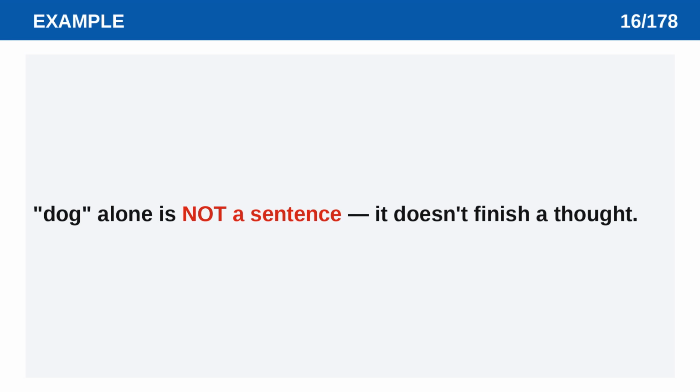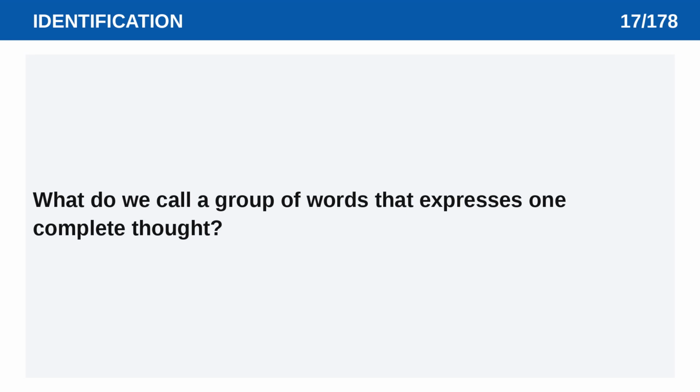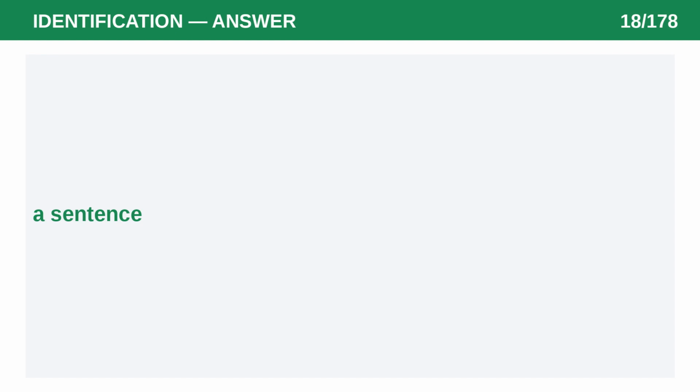Compare that to just the word dog, by itself. Dog alone is not a sentence, because it does not tell us a complete thought. What about the dog? We don't know yet. What do we call a group of words that expresses one complete thought? The answer is a sentence.